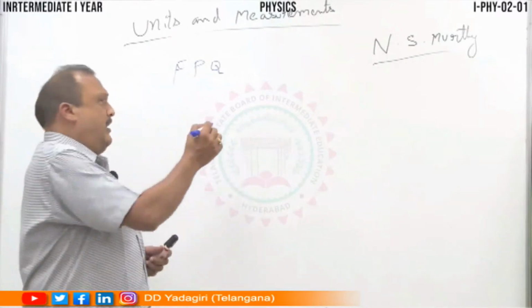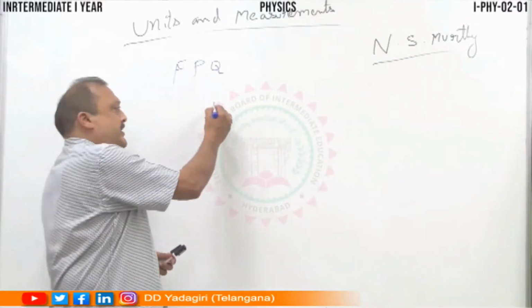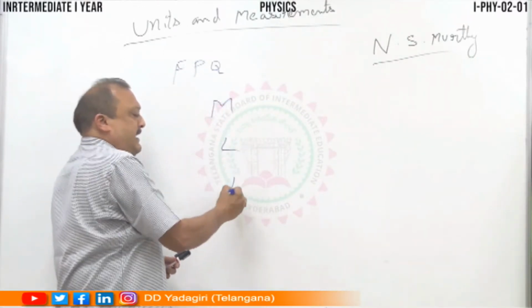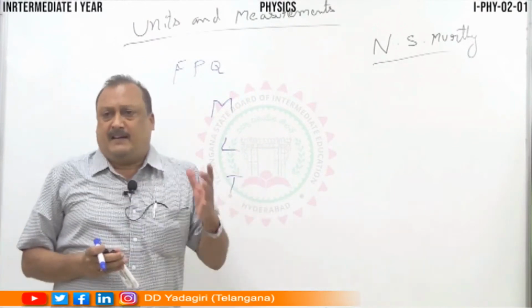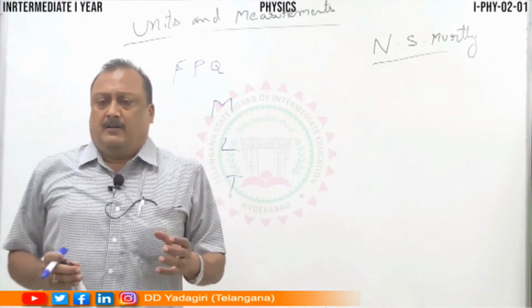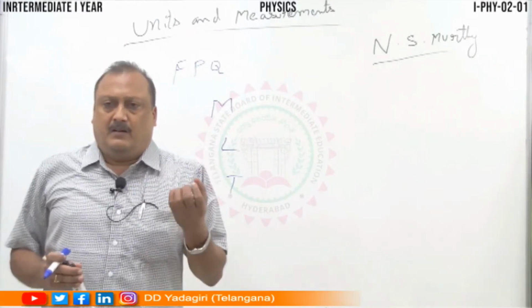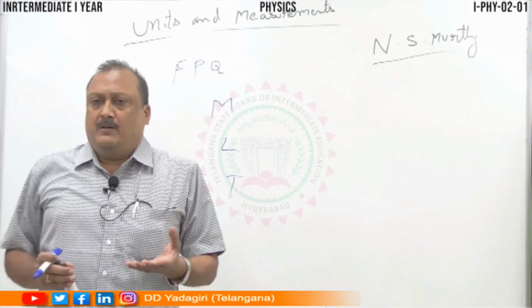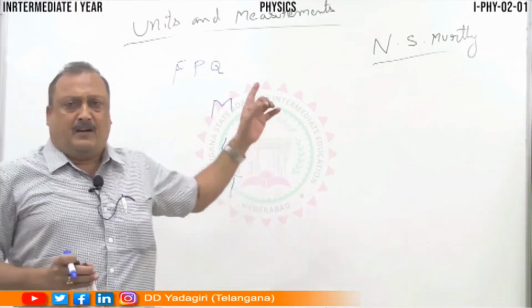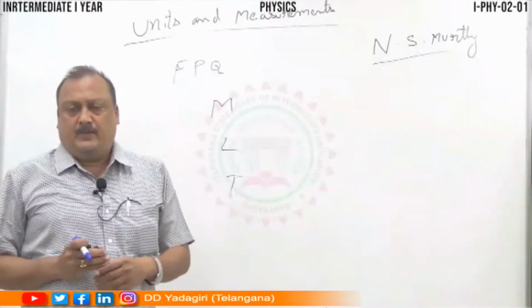We took three fundamental physical quantities initially. Those are mass, length, and time. These three are fundamental physical quantities. There is no formula for mass, length, or time. They are independent physical quantities.